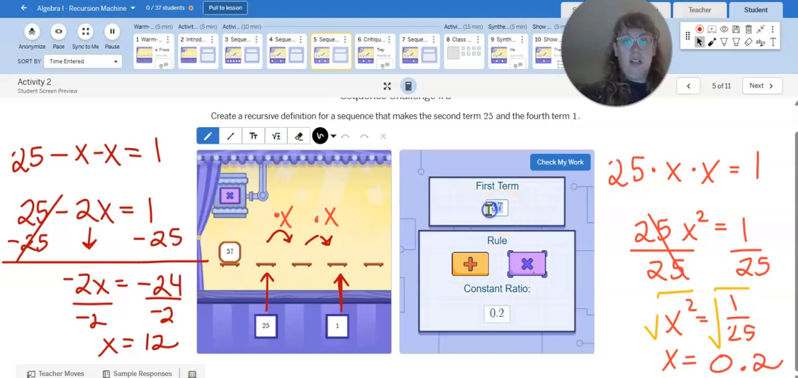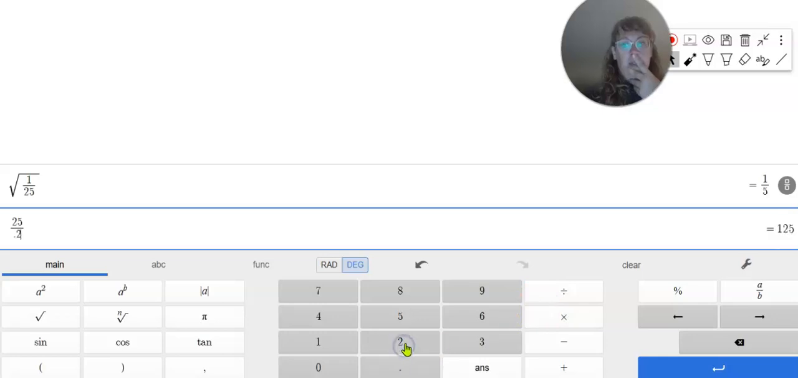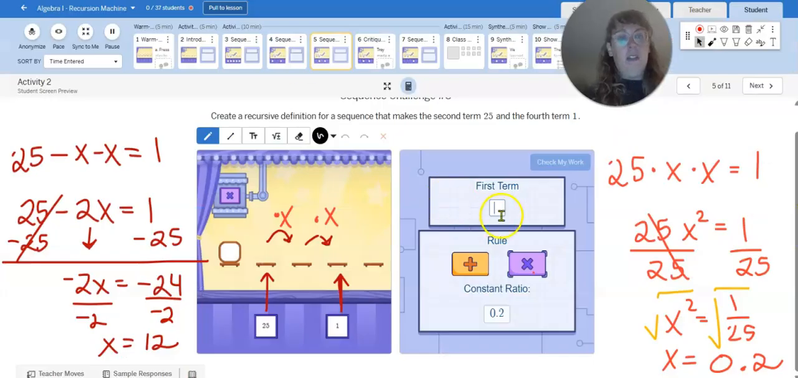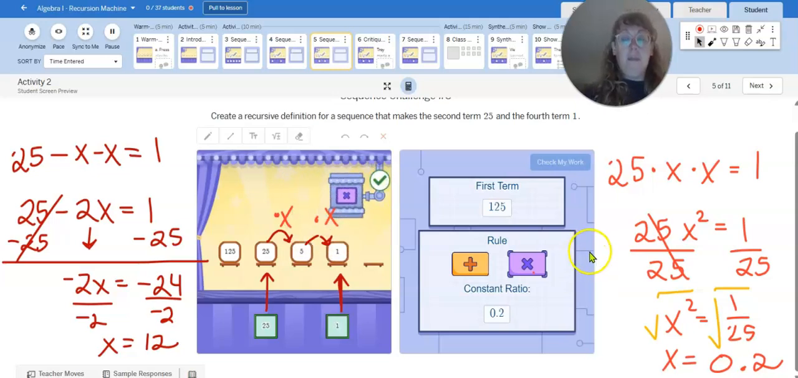And we're not starting with 37 anymore. To go backwards, we would want to do 25 divided by 0.2, which is 125. To get our first term, and check your work. 125 times 0.2 is 25, and then 5. And multiplying by 0.2 is the same as dividing by 5. So we see there's a way that our constant ratio could work here.